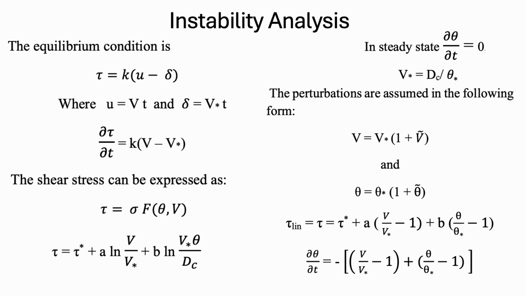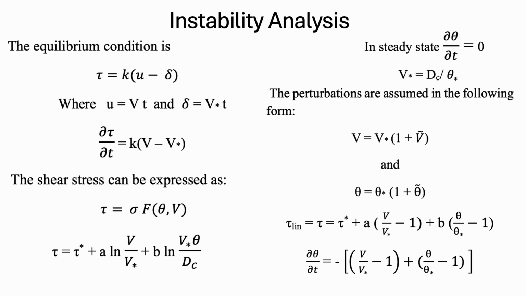So in steady state, del theta by del t is equal to 0, which means that the surface is not changing anymore. This assumption gives us that at steady state, the V star variable is equal to Dc by theta star, where Dc is the characteristic distance that it takes for a surface to go to a steady frictional value after a jump in slip rate, and theta star is the reference theta, or the condition of the body at the initial time.